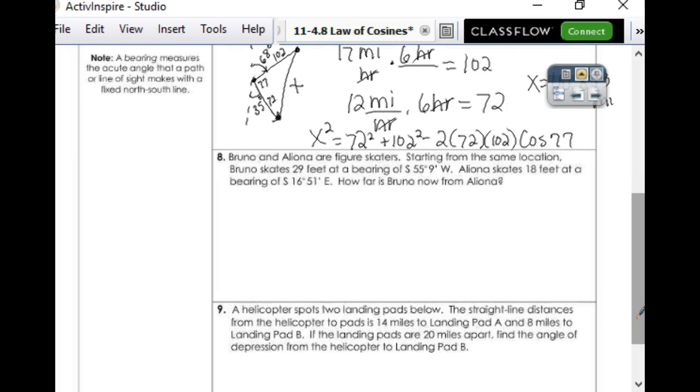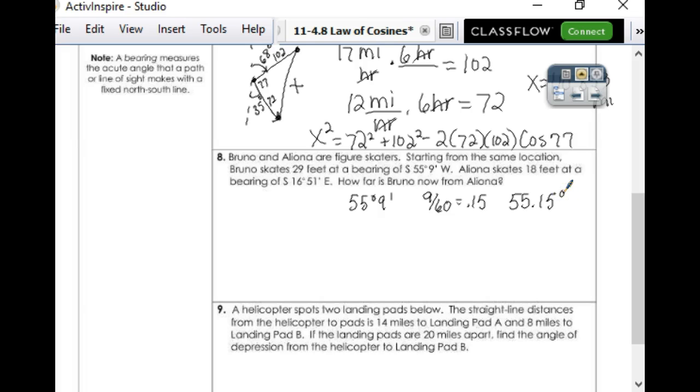Okay, number 8. The only thing about number 8 that's a little bit different is this time I have 55 degrees and 9 minutes. So remember when we had to change the minutes to degrees? So I take the 9 and I had to divide it by 60, right? So I'm going to have 55 degrees and 9 minutes. So the 9 divided by 60 is going to give me 0.15. So this is 55.15 degrees.